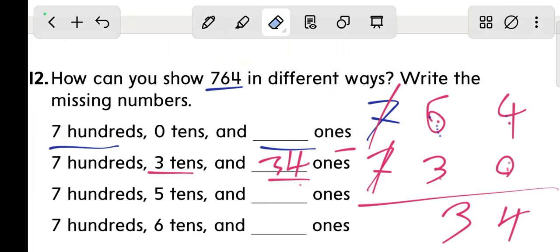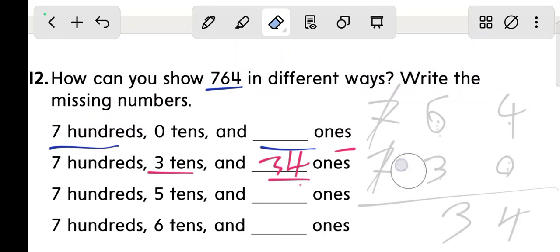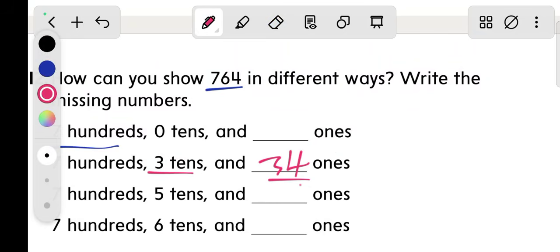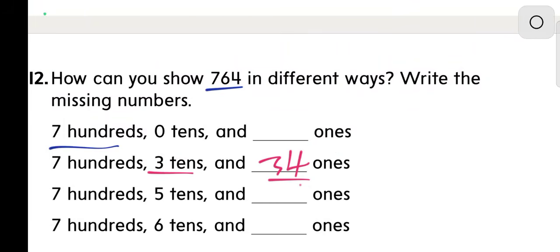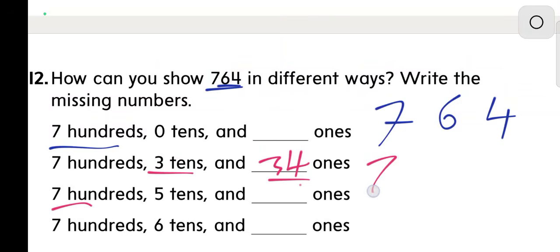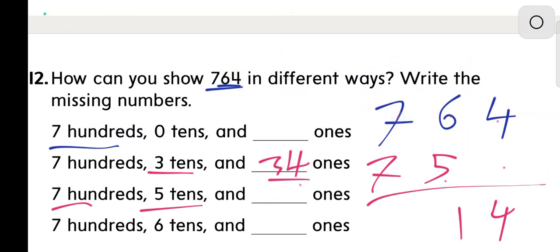Is it easy now? A little bit. So let's practice more. He told us we have 764, and he said that we have 700 and 5 tens. So what is left? 4 ones. 4 minus nothing is 4. 6 minus 5 is 1. 7 minus 7. So the answer is 14.